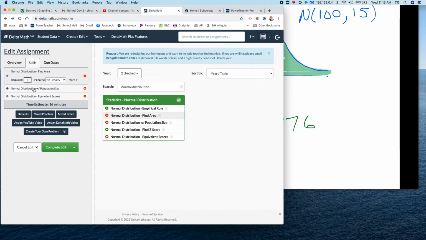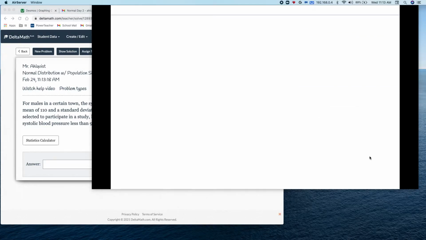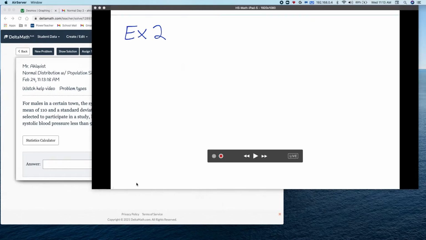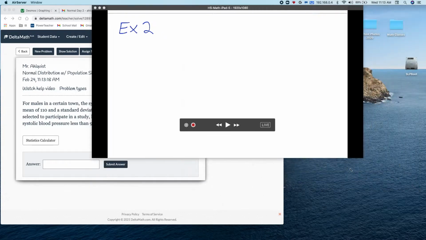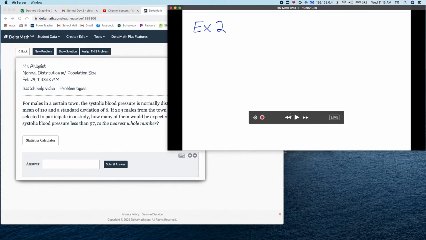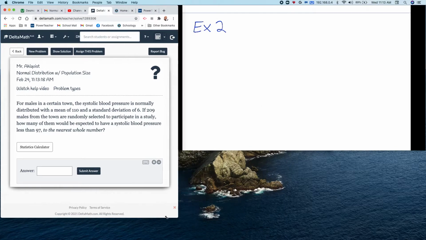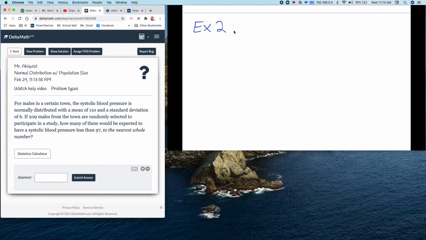So let's look at the second grouping. Now we're going to do the same kind of thing. So we've got example 2 here. Let me just do a little rearranging of my screen so you can see the whole thing at the same time. One second.